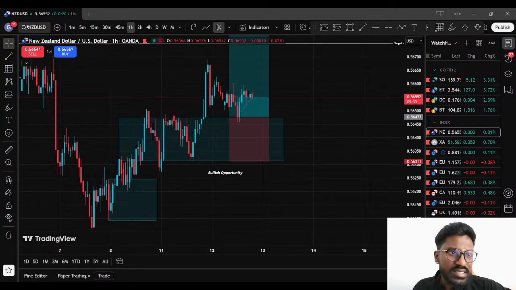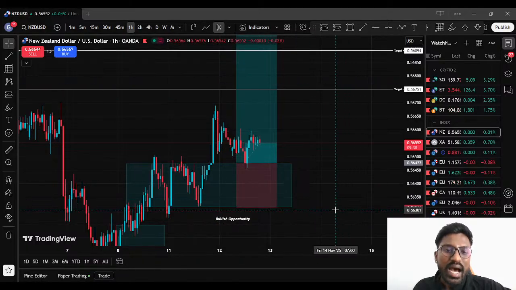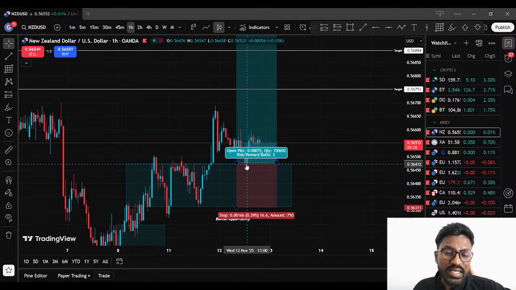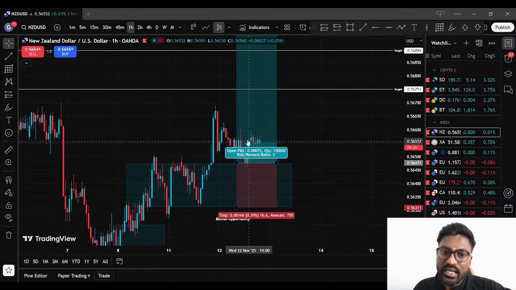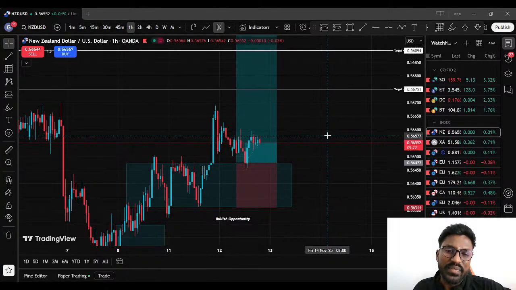Okay, last but not least, this is NZD USD. This is another bullish opportunity. This one also, same thing. My buy limit got taken in, and then I cut off the trade during this level. The reason being is because I see, not very significant, but bears were present.